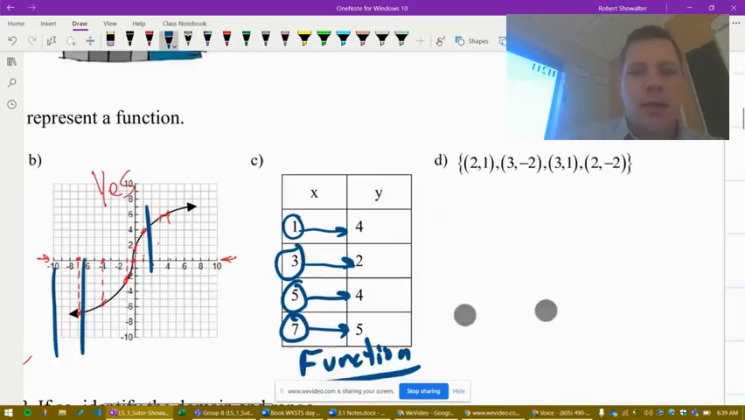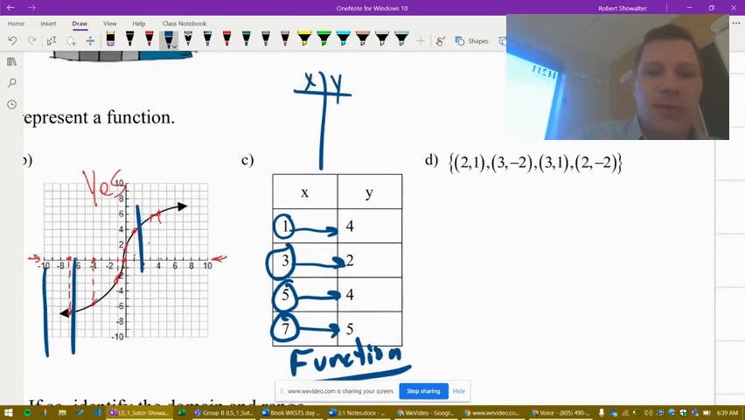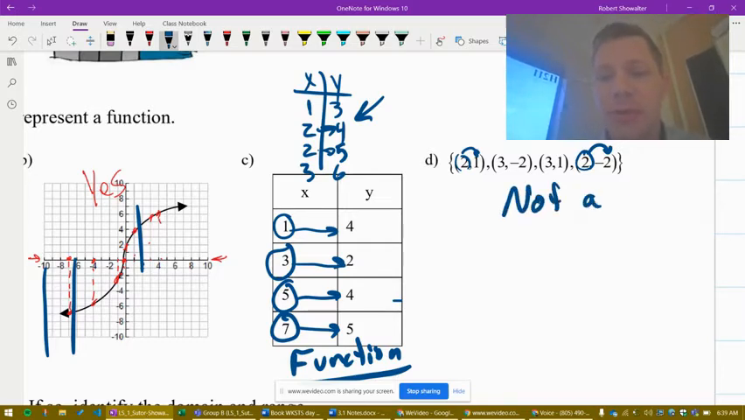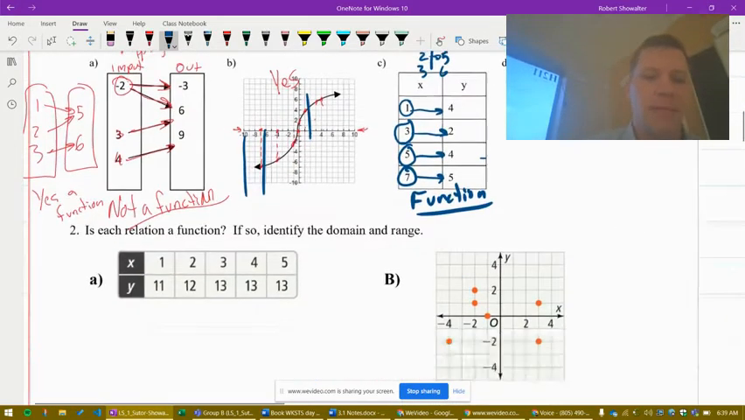Okay? A corollary that would not be a function is if we have an x and a y, and 1 goes to 3, 2 goes to 4, and we say 2 also goes to 5, and 3 goes to 6. 2 goes to two different things. This would not be a function, whereas the example we gave before is. Let's look at D. 2 goes to 1. Are there any more 2s? 2 also goes to negative 2. Since 2 goes to two different things, we would consider this not a function because the input of 2 goes to more than one output, not a function.